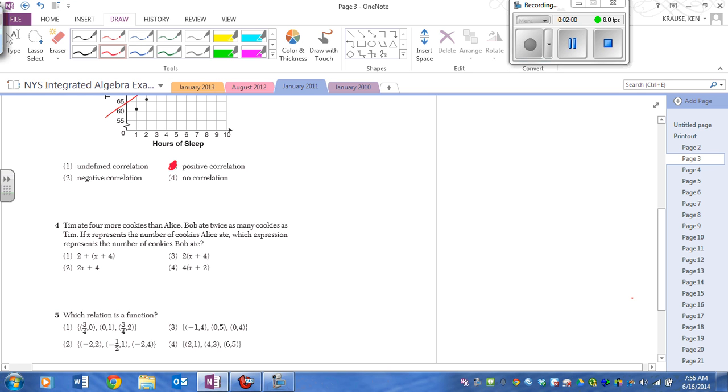Tim ate 4 more cookies than Alice. Bob ate twice as many cookies as Tim. So let's let x equal the number Alice ate. So x equals Alice's cookies. Tim ate 4 more than Alice, so Tim ate x plus 4. That's Tim. And now we have this guy.